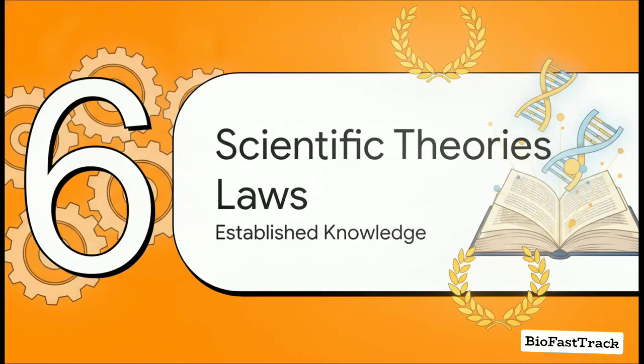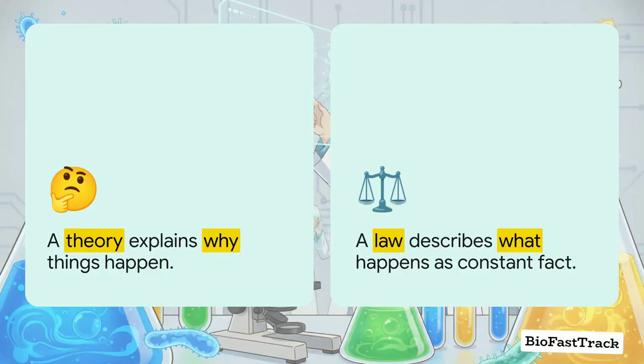Section 6. Scientific theories and laws. Established knowledge. Let's see what happens to those explanations that do survive. Here is your ultimate exam cheat sheet for a very, very common test question: the difference between a theory and a law. A scientific theory is a hypothesis that has stood the test of time. It's been tested repeatedly and never rejected, and it explains the why of natural phenomena. A scientific law, on the other hand, is a uniform, constant fact of nature. It describes what happens under specific conditions, and it is considered irrefutable.